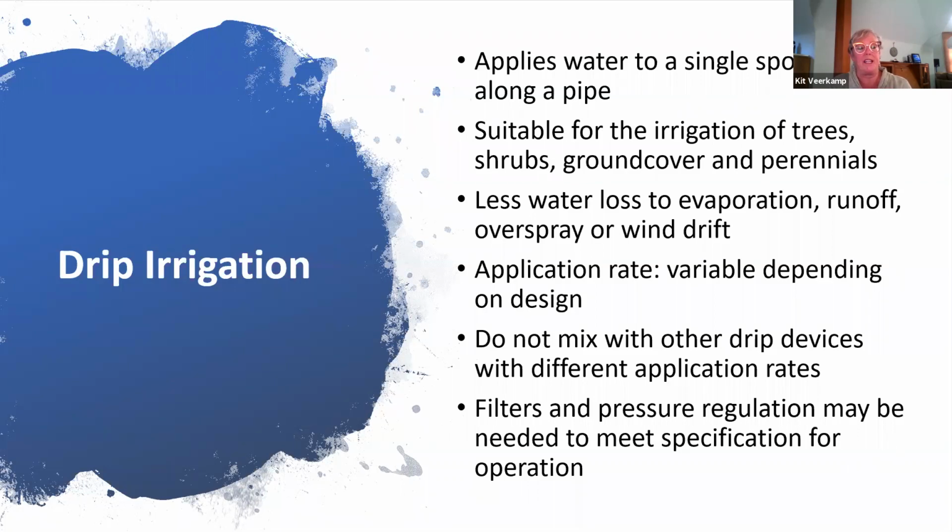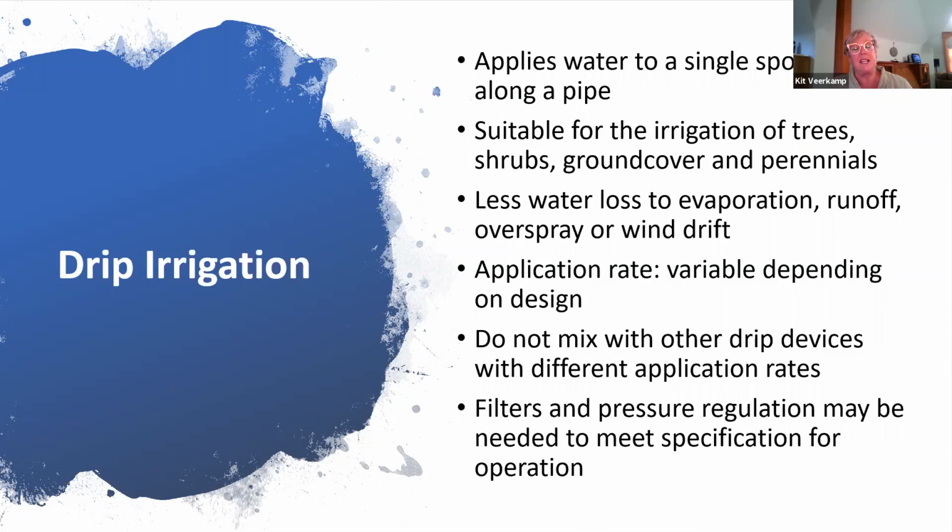The application rate is variable and the type of system you use should be dependent on your soil, but you should never be mixing one type of drip device with another. Oftentimes you'll see drip emitters and those drip sprayers, and you'll see micro tubing over here, and that's making for a very inefficient system as well. So try to keep all of those uses separate. Don't mix them up. And you may need filters and pressure regulators with these as well.